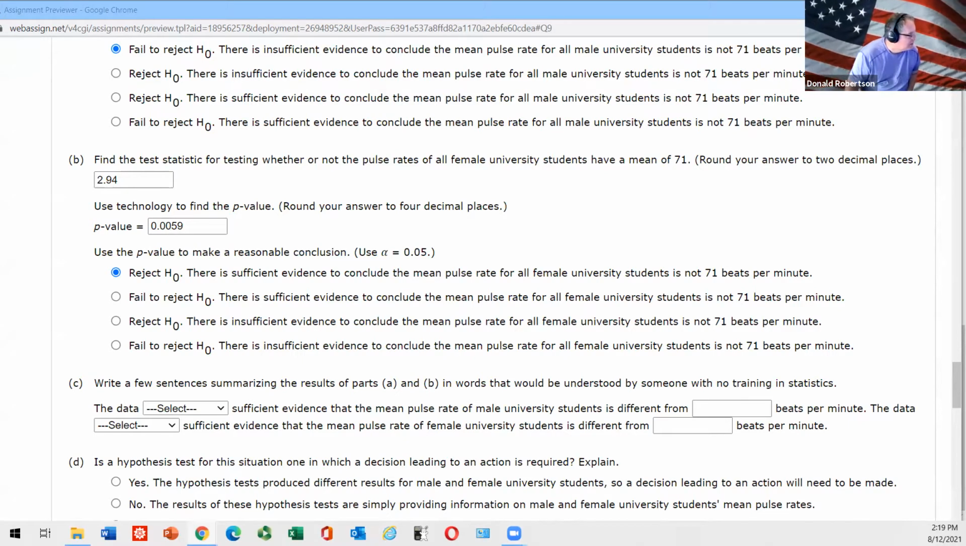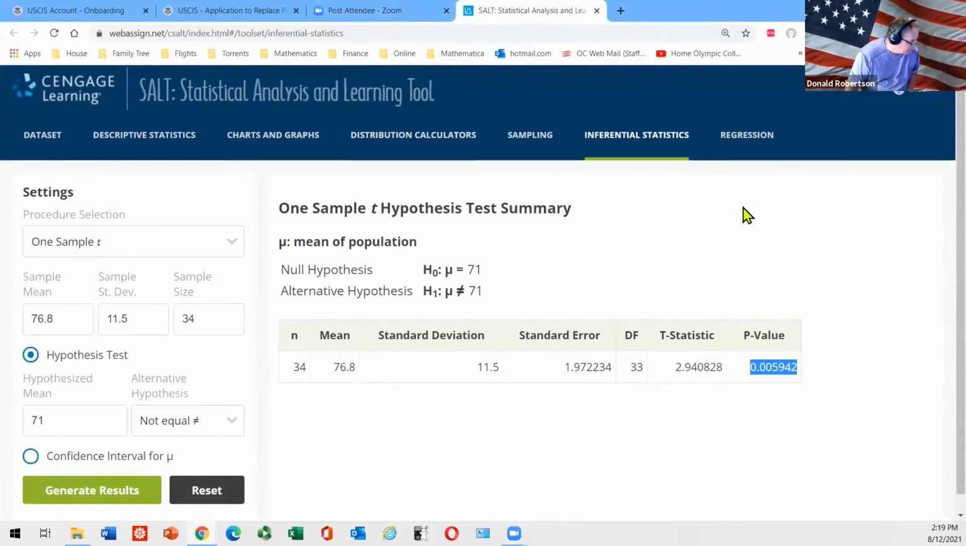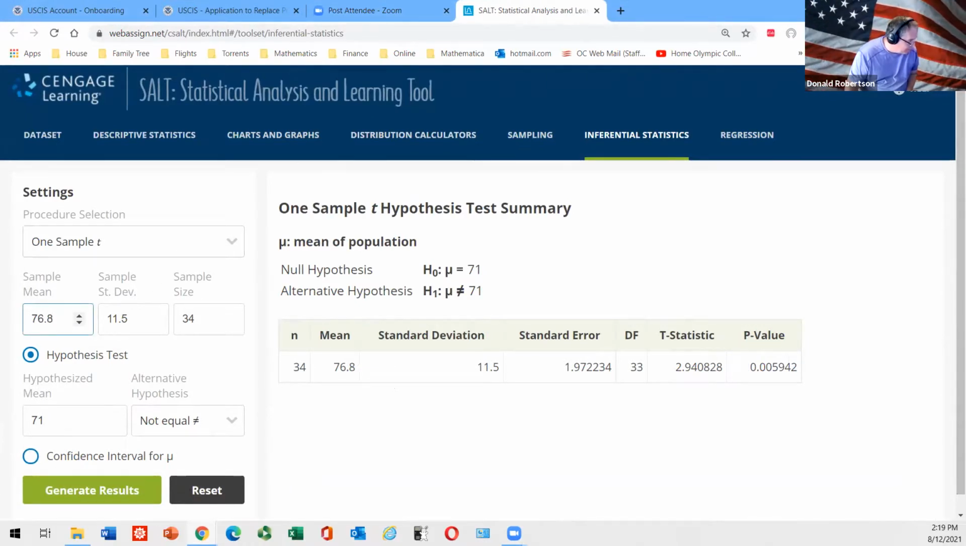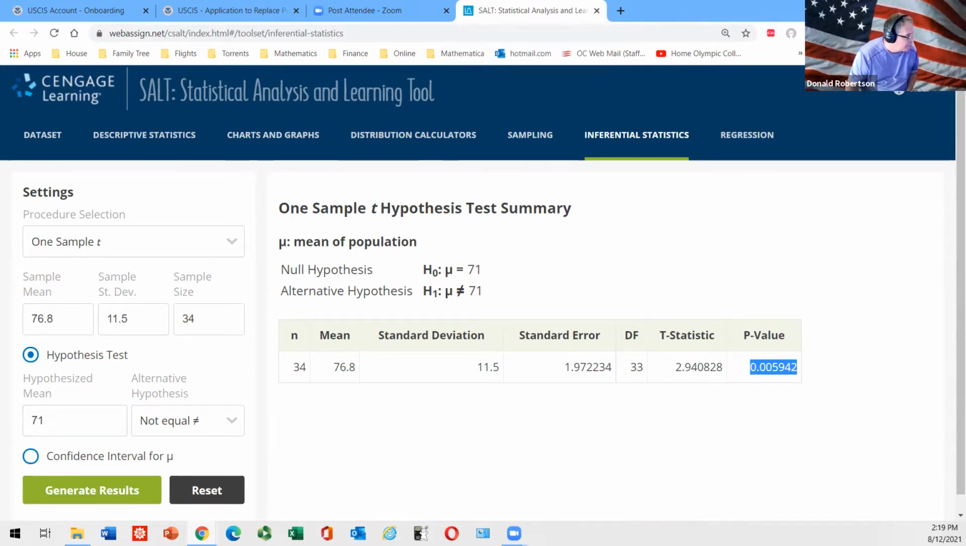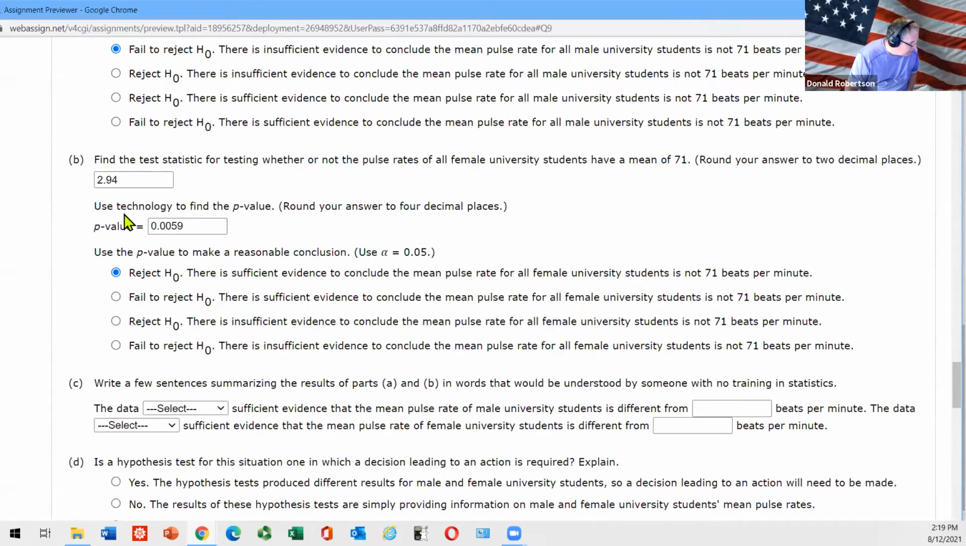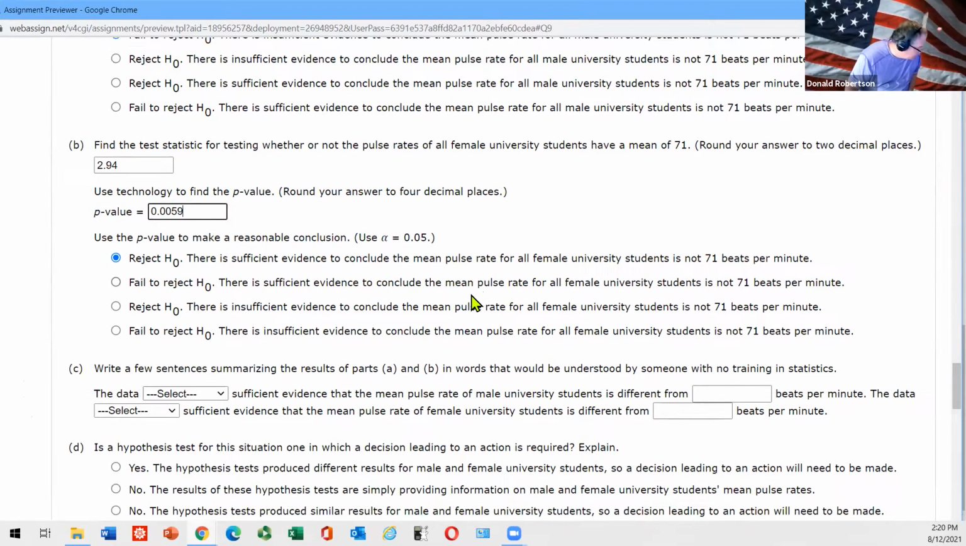So here is what I typed in. One sample T, there's the sample mean for the women, there's the standard deviation and the sample size, and we're checking the hypothesis test that it's different from 71. When you hit generate, that's the T statistic and that's the P value. So if I now move this out of the way, are you comfortable where these guys came from? Okay.